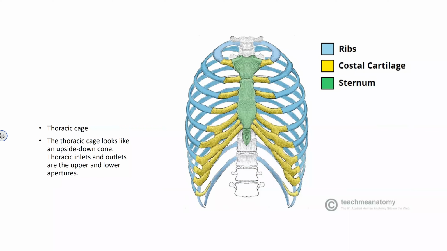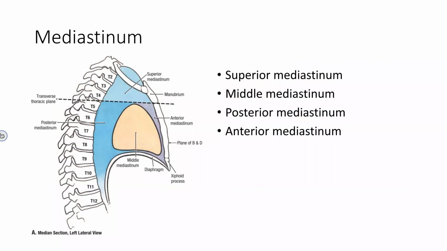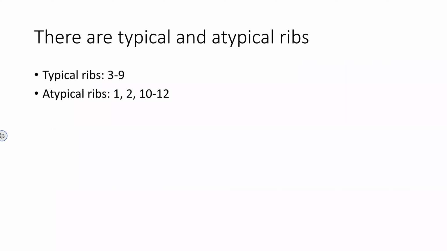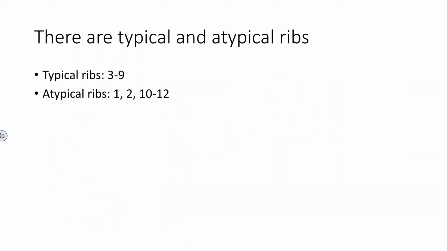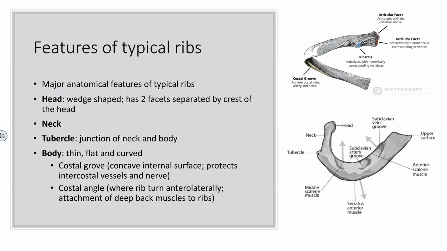So anatomy of the thorax, you have the ribs, costal cartilage, and sternum. The mediastinum has a superior, middle, posterior, and anterior part. And ribs, I'll just go back. So the heart is in the middle mediastinum. The typical ribs are 3 to 9, atypical ribs 1, 2, 10, 11, 12.